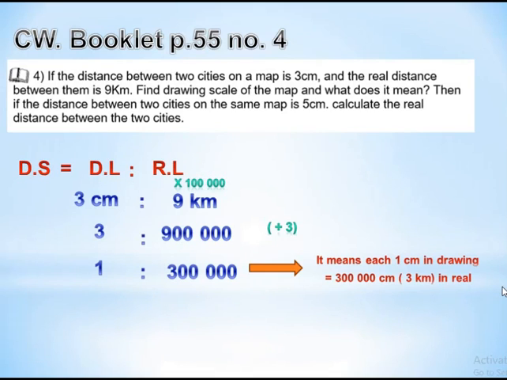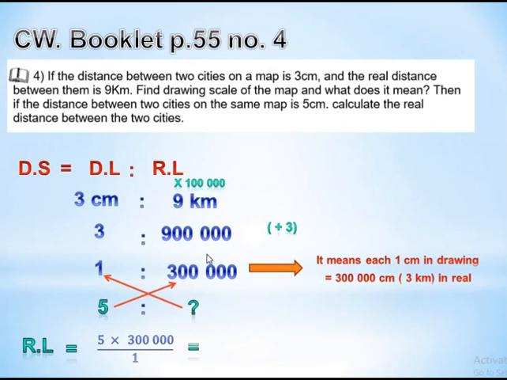Okay, let's see the rest of this exercise. He asked me to calculate the distance if the distance between two other cities on the same map is 5 centimeters. Calculate the real distance. So we put 5 centimeters under the drawing length and a question mark under the real length and make scissors.